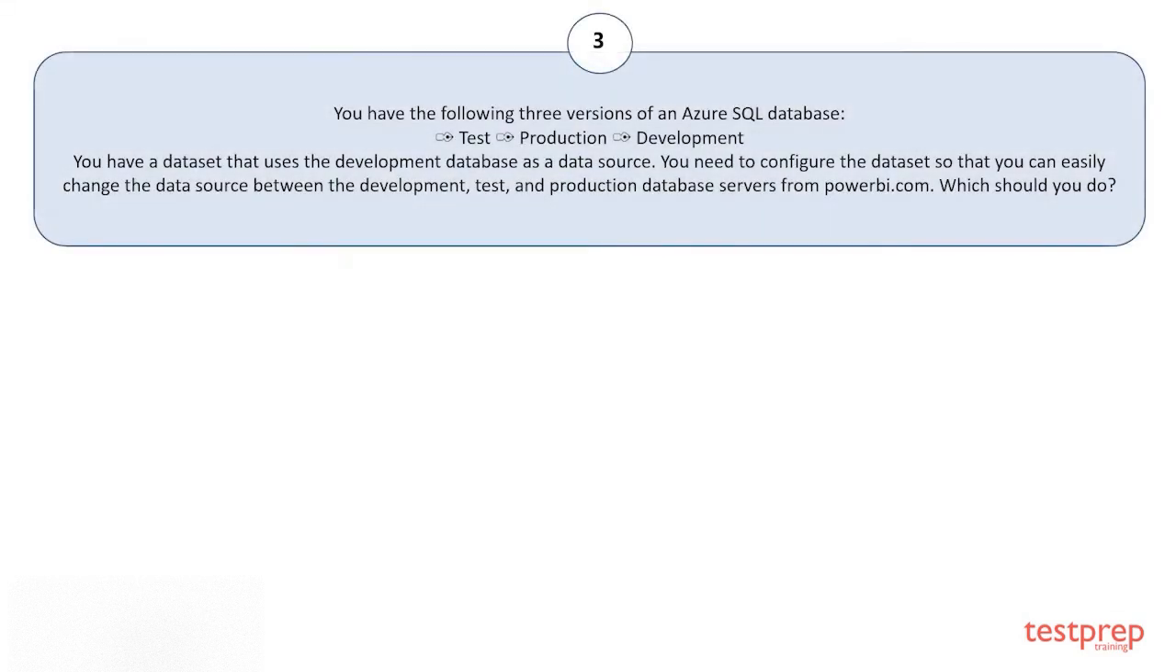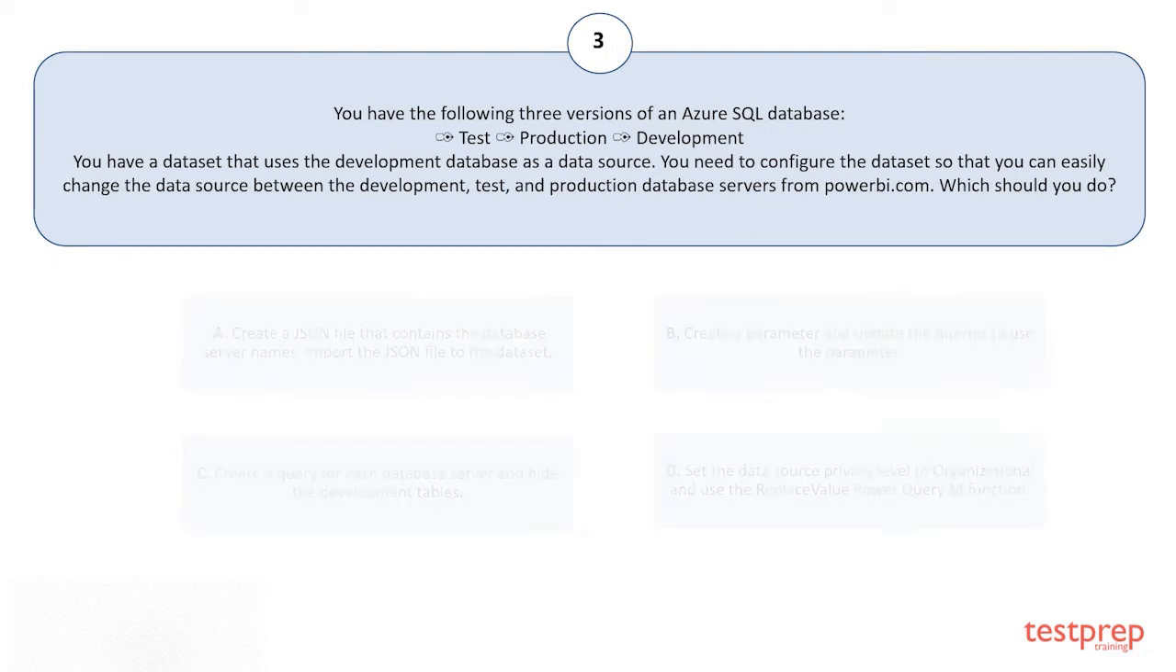Number 3, you have the following 3 versions of an Azure SQL database. 1. Test. 2. Production. 3. Development. You have a dataset that uses the development database as a data source. You need to configure the dataset so that you can easily change the data source between the development, test, and production database servers from PowerBI.com. Which should you do?